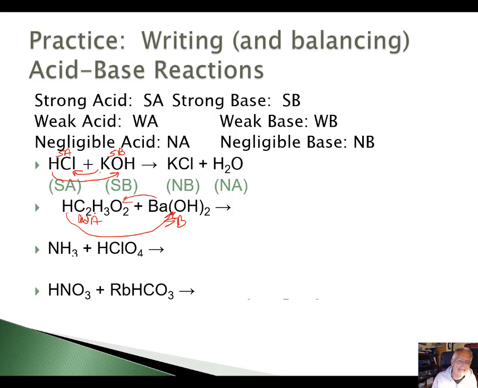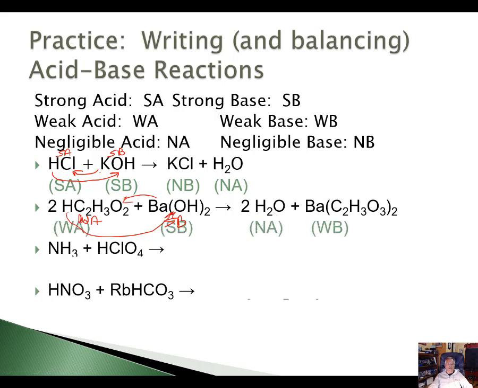So what you'll get is a weak conjugate base and a neutral conjugate acid. Okay? Barium acetate will be the conjugate base of the weak acid acetic acid, and water will be the conjugate neutral acid from hydroxide. So you have a weak acid with a strong base, you get a neutral acid and a weak conjugate base. Don't worry about the barium ion. The barium ion is going to be a spectator in this reaction. It's not going to participate.